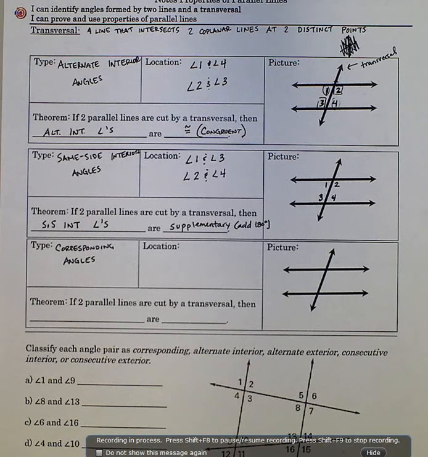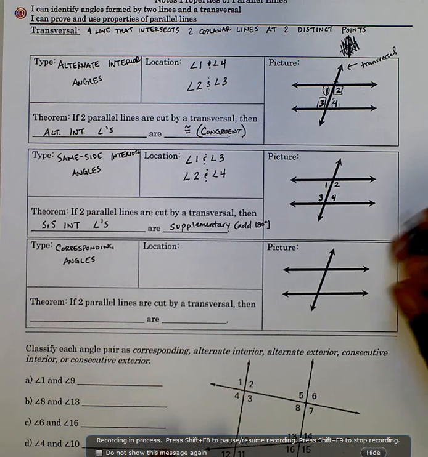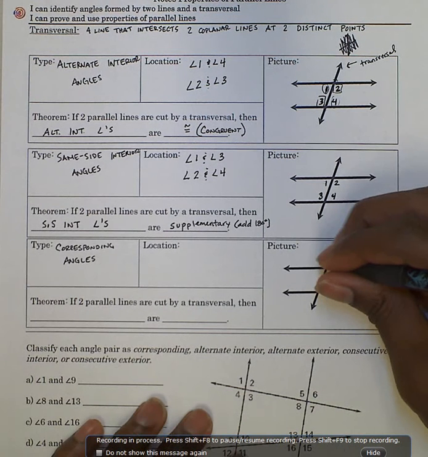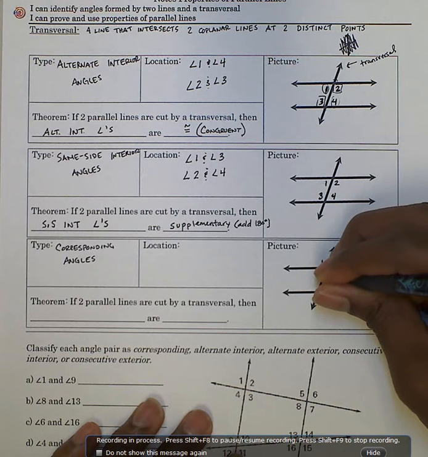Corresponding angles. I guess this is the hardest of the pairs, but they're not too hard to remember. I'm going to label some angles. I'll need more this time to talk about.